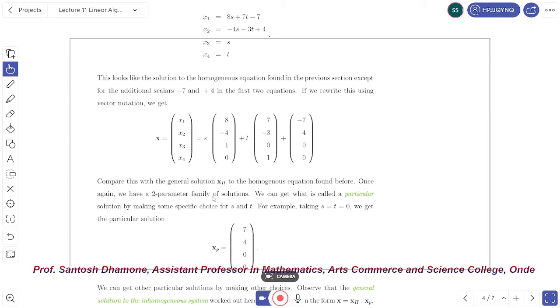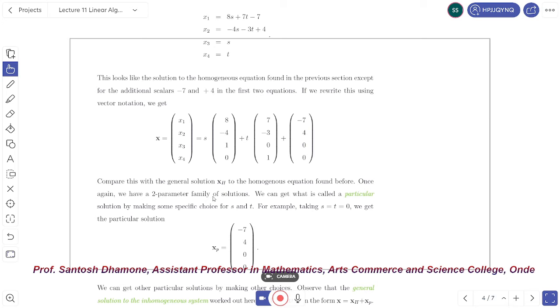Okay, we get the particular solution. We can get other particular solutions by making other choices. Observe that the general solution to the homogeneous system worked out here can be written in the form x equal to xh plus xp. In fact, this is true in general. In the last lecture we studied the homogeneous system, and in today's lecture we study the non-homogeneous system of linear equations.